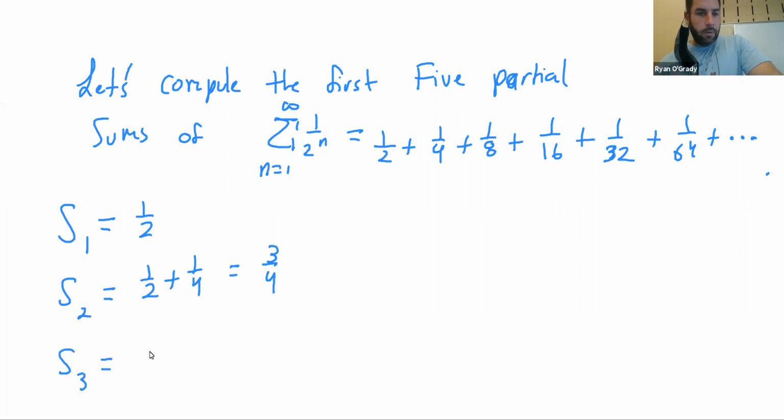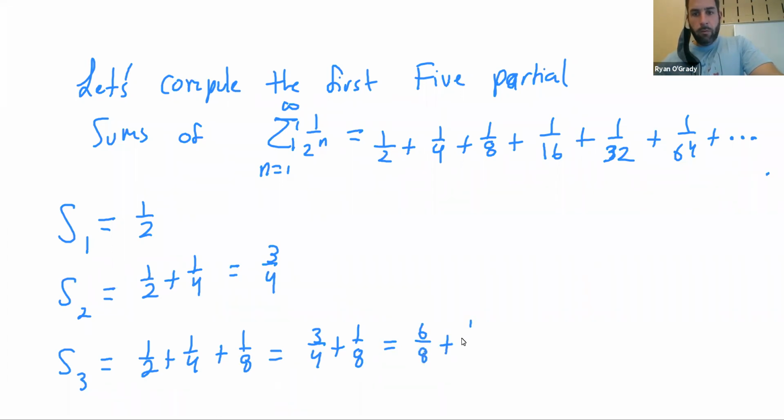The third one is the sum of the first 3 numbers. But we already know, so this is 3/4 plus 1/8, which is 6/8 plus 1/8, which is 7/8. So notice I'm not using decimals now. It doesn't matter. You could use decimals if you wanted. So these are the first 3. Does anybody have a question about these?